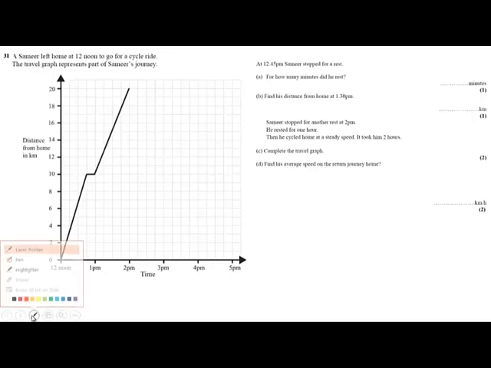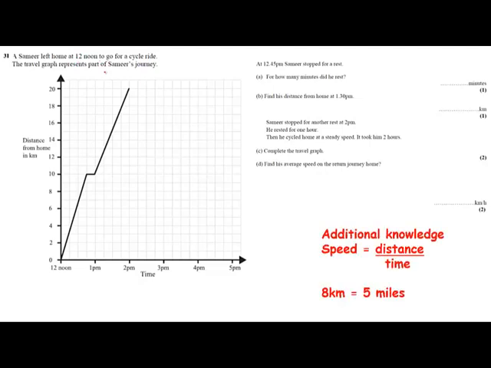This is question number 31. Okay, question number 31 says Samir left home at 12 noon. He goes for a cycle ride. The travel graph represents part of Samir's journey.